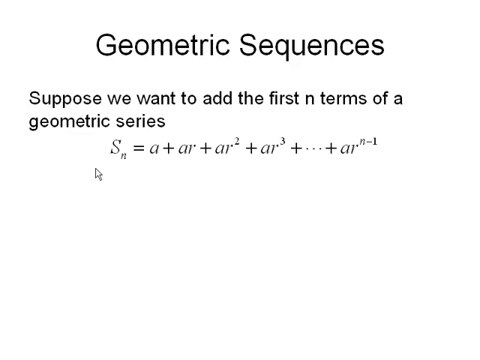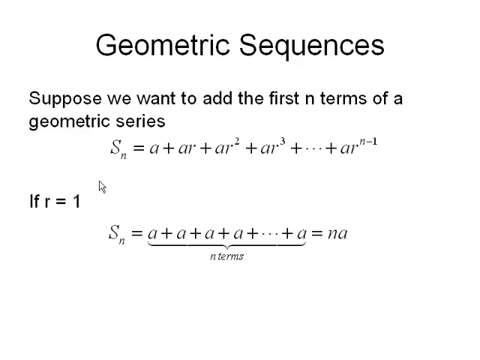What we're going to be interested in doing with annuities is taking these terms, A, AR, AR squared, and so on, and adding them up. If we want to add up the first n terms, so that it starts with A and ends with AR to the n minus 1, we're going to call that S sub n, the sum of the first n terms. In the case that R is equal to 1, it will be A plus A plus A plus A, n terms. So we have n A's, which is just n times A.